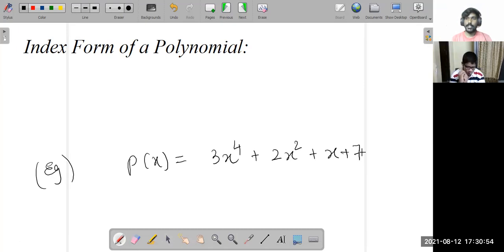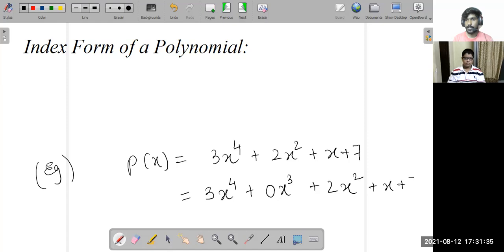Now, what is the degree of this polynomial? 4. And now this is in the descending order of the power: 4, 2, 1, 0. But can you see one power is missing? Which power is missing? Cube. Yes, cube is missing. But we can write that cube also: 3x raised to 4 plus 0x cube plus 2x squared plus x plus 7.